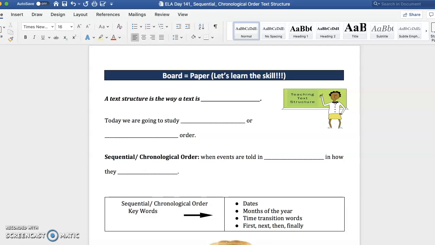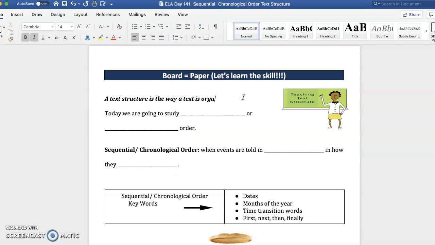Now we're moving on to our board equals paper. We all know this, guys. This is pretty much like a review. We know that text structure is the way a text is organized. Okay, we've gone over this so many times. Today we are studying chronological order. We know chronological order is order of events, but it has so many words, so many different names, right? So it could either be chronological order or it could also be sequential order. Those actually mean the same thing.